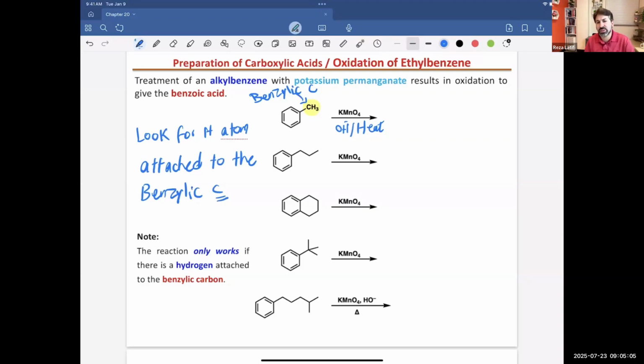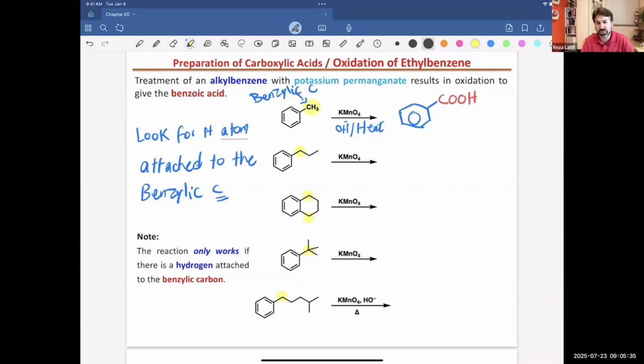If the answer is yes, then you will oxidize that carbon and you turn it to carboxylic acid. So product in this case, it will be this. I will get rid of the hydrogen and replacing them by COOH.